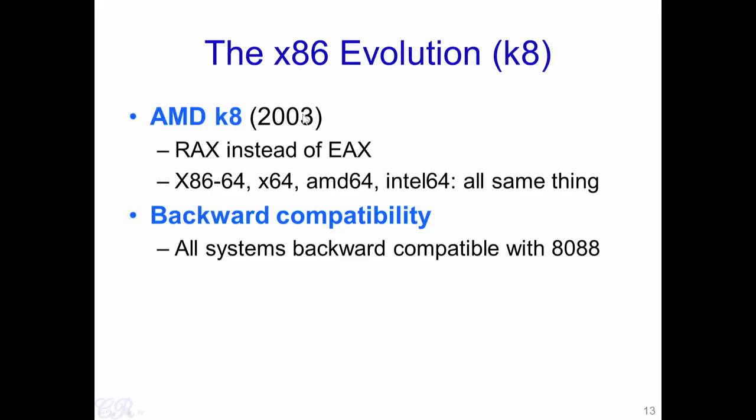So, in spite of extending from 32 to 64 bits, the companies Intel as well as AMD ensured backward compatibility. That is, a program written for the 8088 would still, under certain circumstances, be able to run on the 64-bit platforms as well.